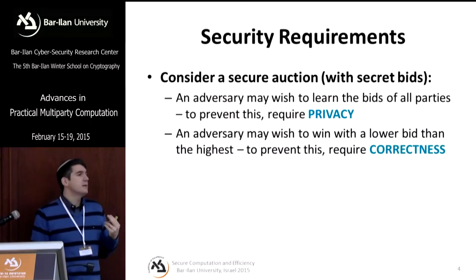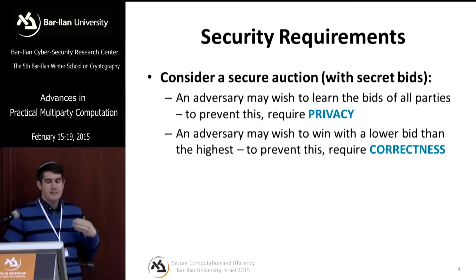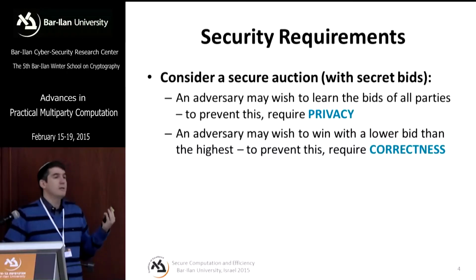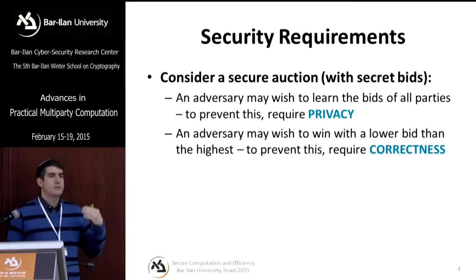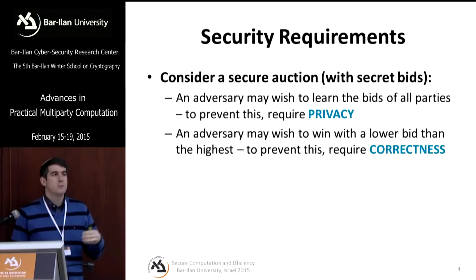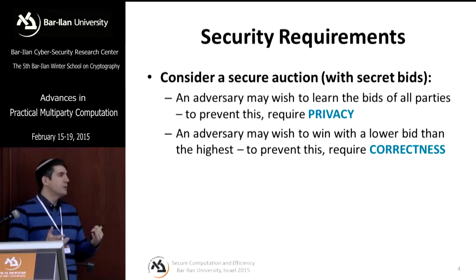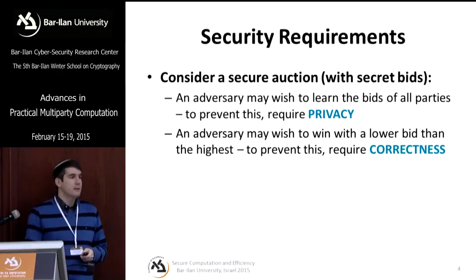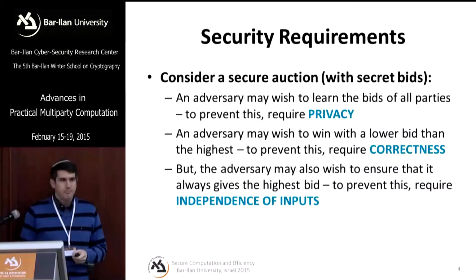A second thing that an adversary might want to do is to try to win the auction without necessarily giving the highest bid. So someone maybe would have bid $10,000, but this adversary only bid $100, yet the result of the computation somehow is that the highest bid was $100. And this obviously is something that we'd want to prevent, and that's what we call correctness. So the correct function has to be computed.